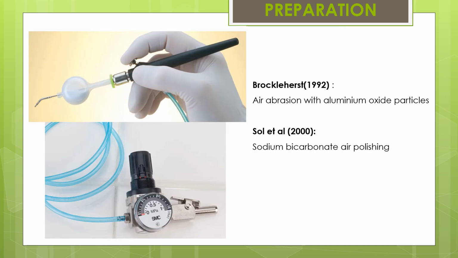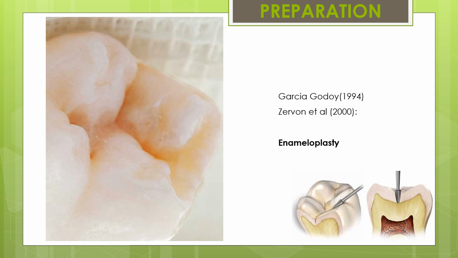Various methods of preparation have been suggested by different authors. For example, micro-air abrasion with aluminum oxide particles was suggested by Brocklehurst in 1992, and the usage of sodium bicarbonate air polishing was suggested by Sol et al. in 2000. Otherwise, the preparation can also be carried out by enameloplasty as suggested by Garcia-Godoy and Zervou et al.